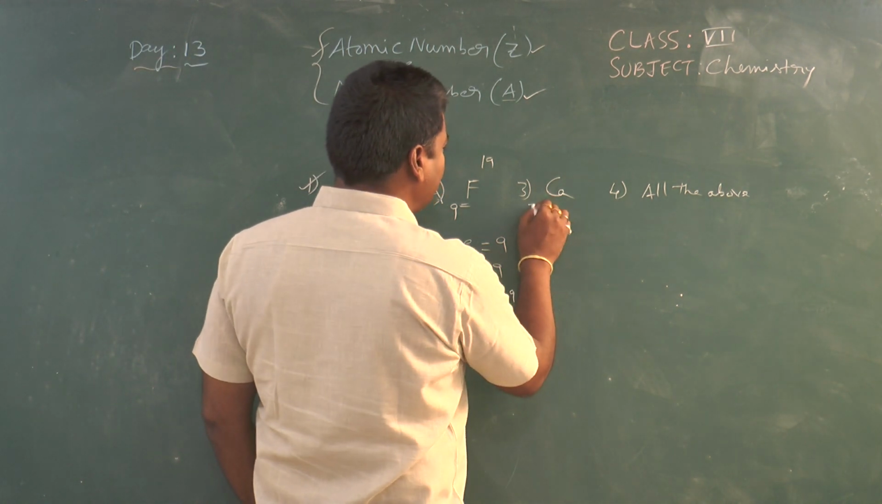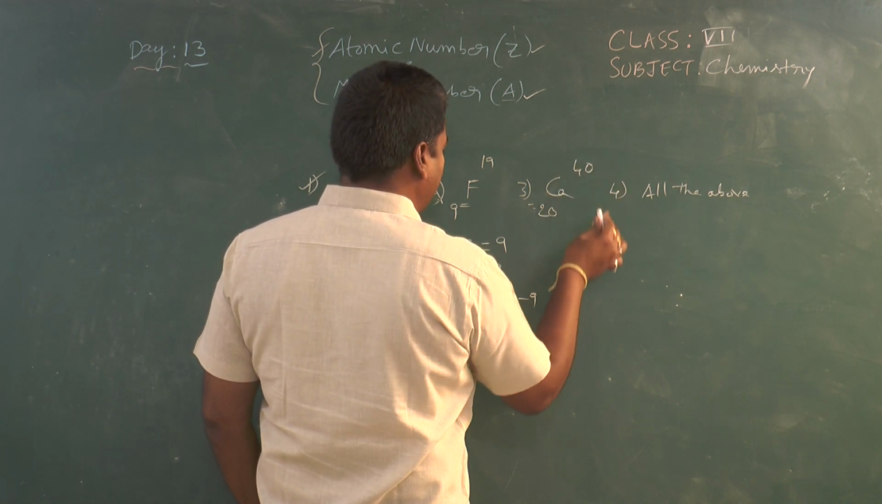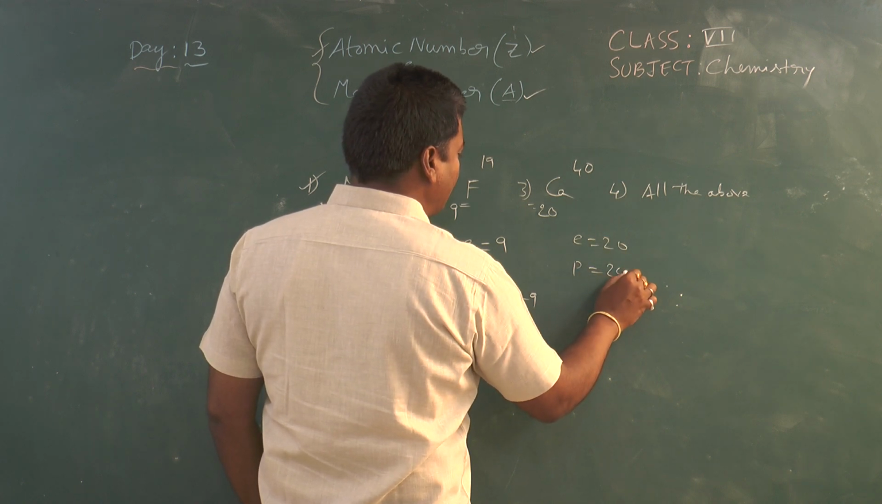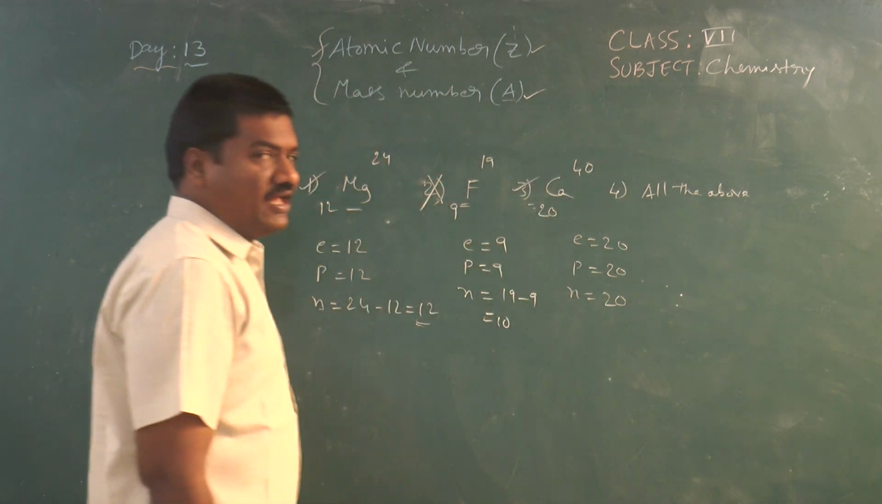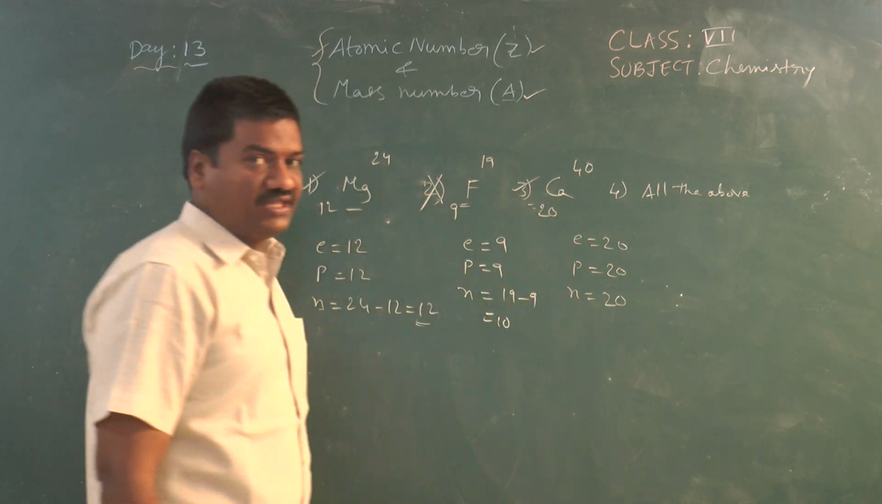Now if you come to the calcium atom, the atomic number is 20 and the mass number is 40. Then the number of electrons is 20, the number of protons is also 20, and the number of neutrons is also 20. So the third option is also correct. Now what answer can I take? 1 and 3 I can take.